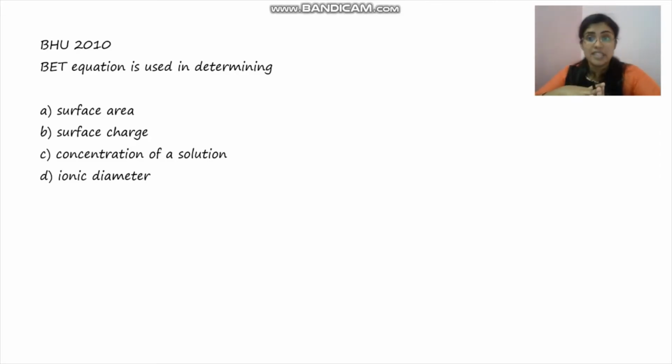Because if we have the V mono value, that is the volume of the adsorbate for a complete monolayer coverage, if that is known, we can calculate the surface area using the BET equation. So option A is the right answer. It was direct, nothing complicated, and no equation as such to be used in this.